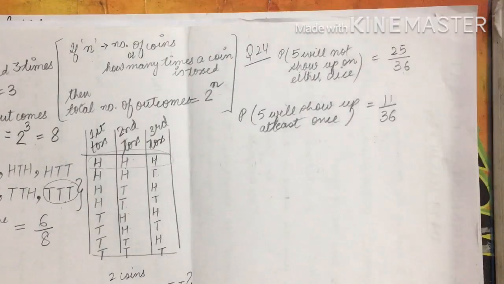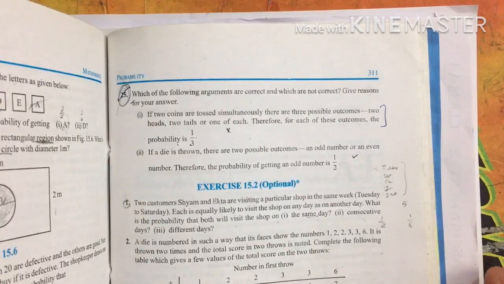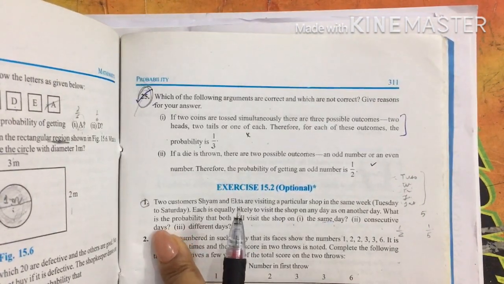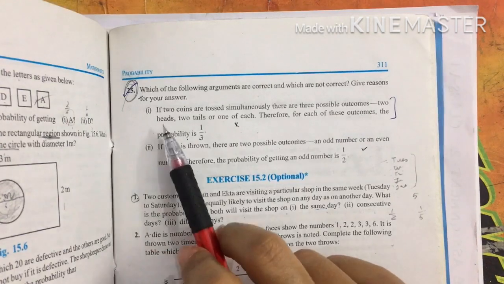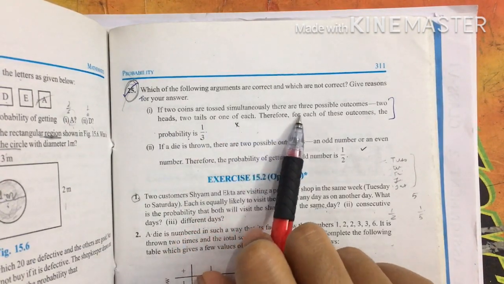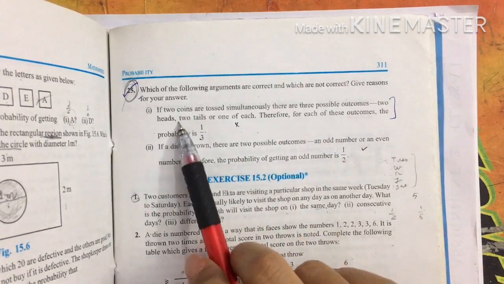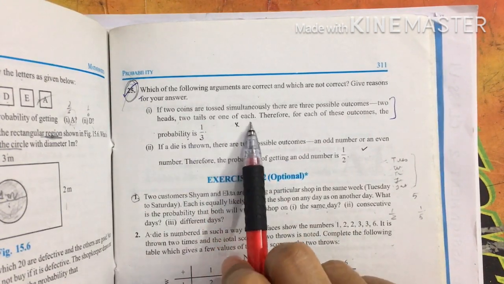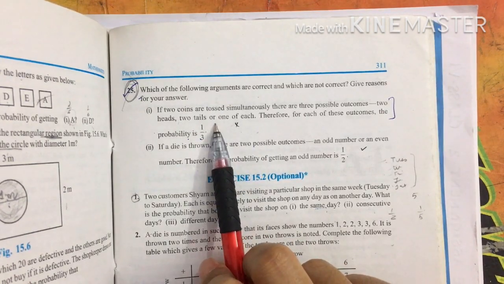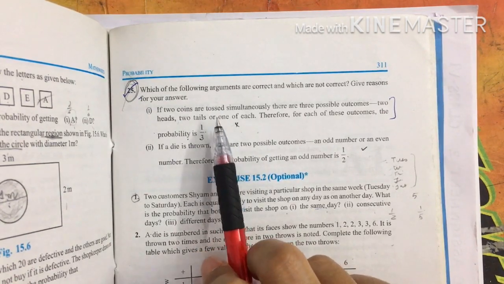Now let's take a look at the last question. Question number 25. Which of the following arguments are correct, which are not correct? Give reasons for your answer. First part: if two coins are tossed simultaneously, there are 3 possible outcomes: 2 heads, 2 tails, or 1 of each. Now, is that true?